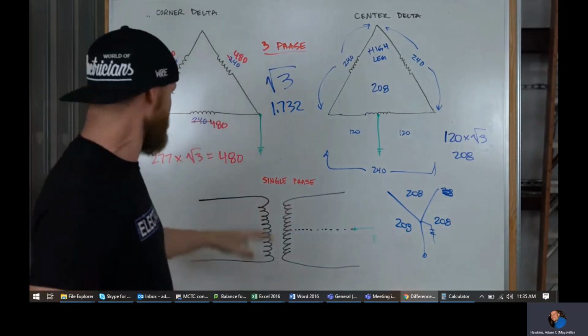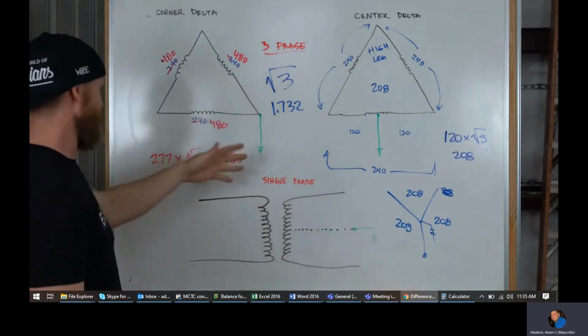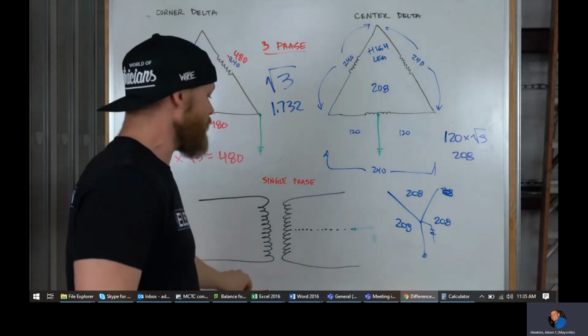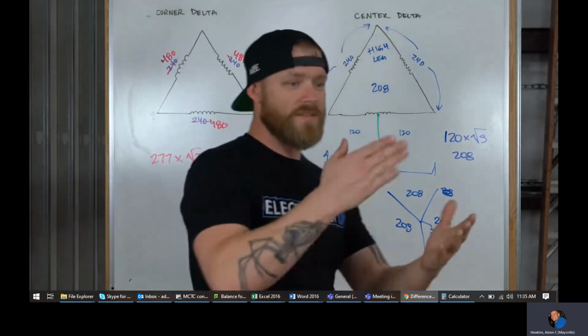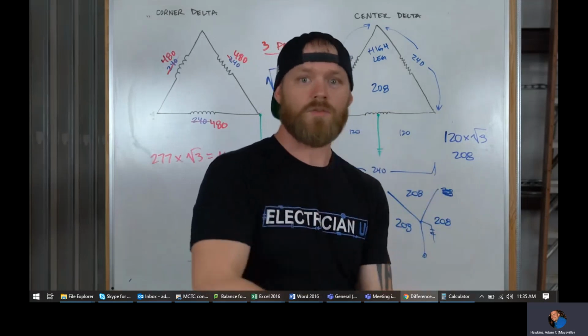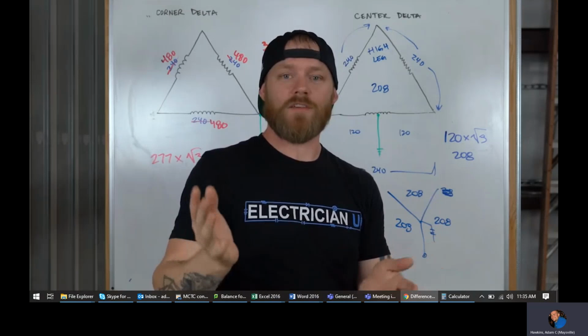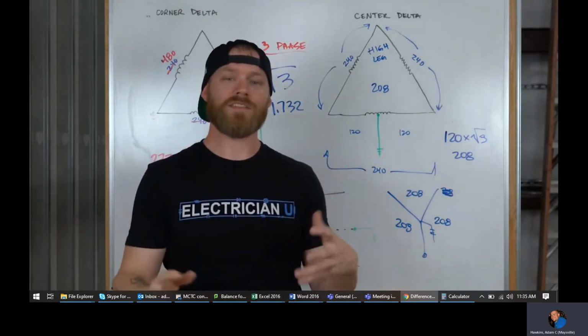And I don't just know that. You can do the inverse of it. Divide 480 by 1.732, you get 277. So that's where these weird numbers come from. When you see 208, 230, 240, 277, it kind of gets confusing and you're like, well, which one is what and how are we doing this?